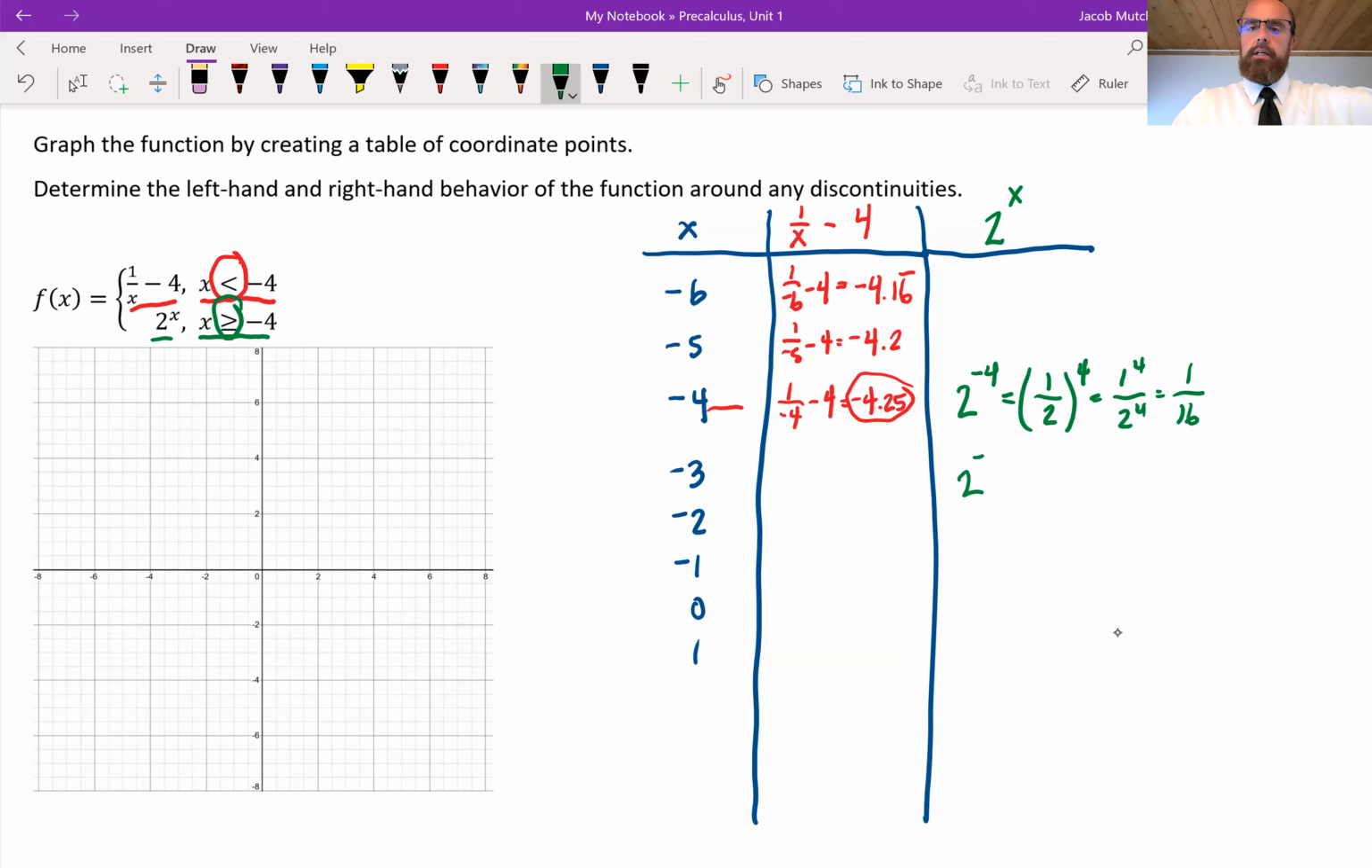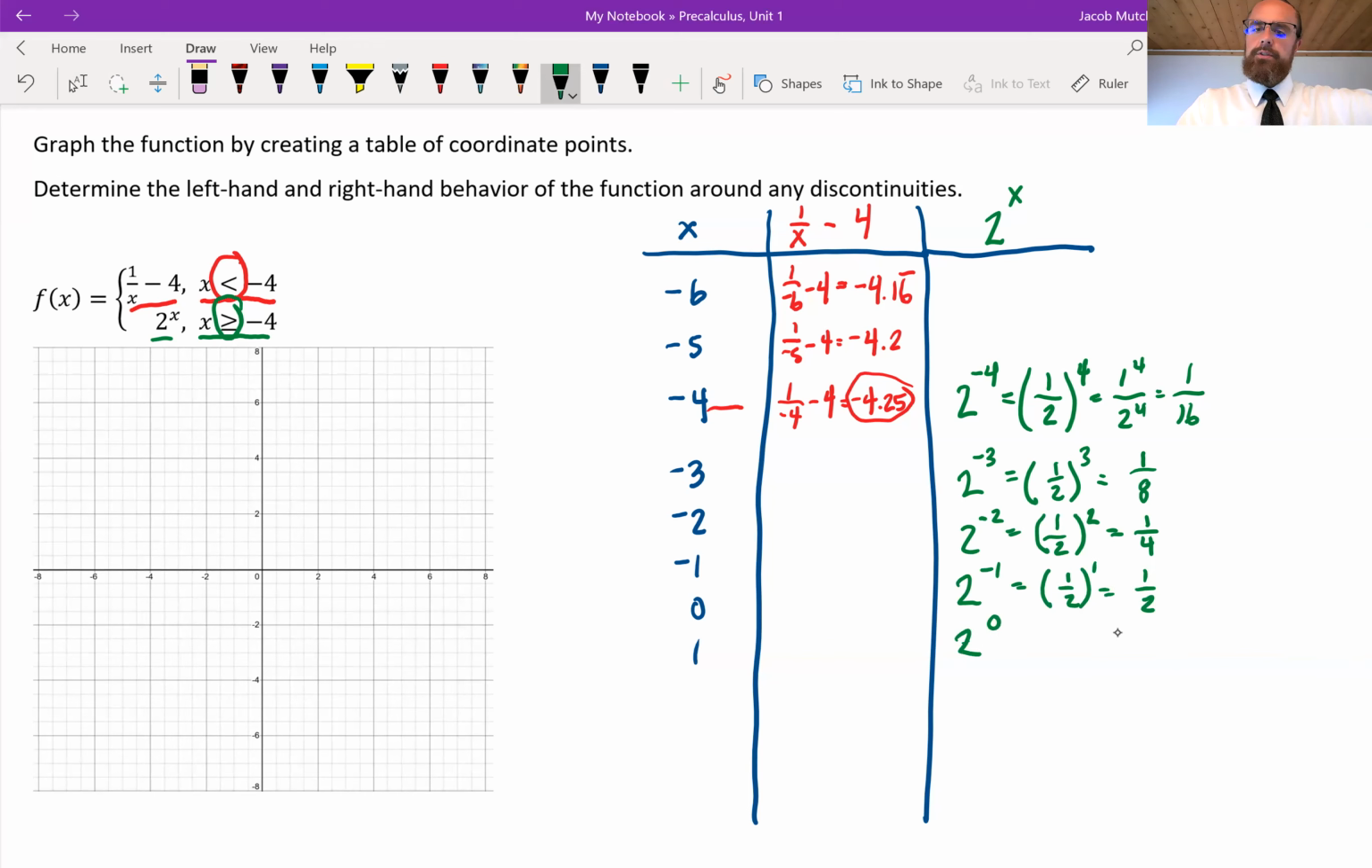Next value, 2 to the power of -3, is 1 over 2 to the power of 3, which is 1 over 8. 2 to the power of -2 is, again, the negative exponent flips over the base, so 1 over 2 to the power of 2. Half times half is 1 over 4. 2 to the power of -1 is 1 over 2 to the power of 1, which is half.